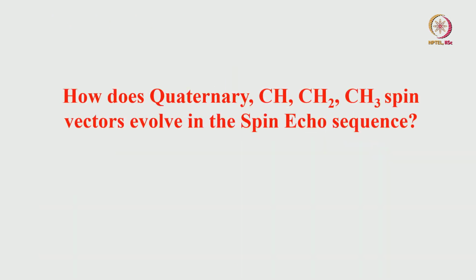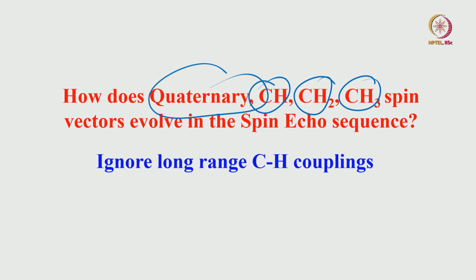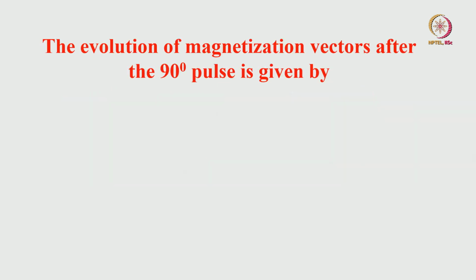But how do these different carbons evolve in the spin echo sequence? Now I am considering the heteronuclear spin echo because I am looking at carbon coupled to CH, CH2, CH3 and quaternary, all the four. How do these vectors evolve in the spin echo sequence? We will try to understand that. And of course, I am considering one-bond coupling. Forget about long range couplings, we are not bothered.